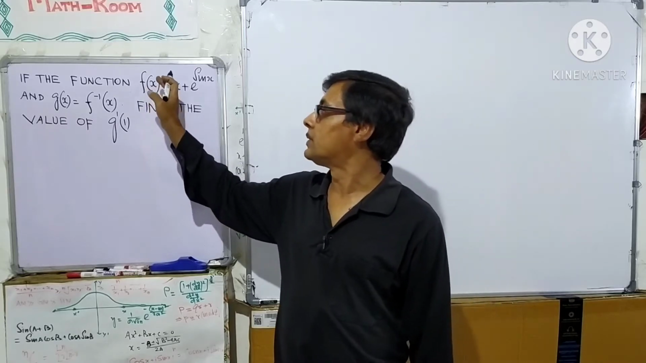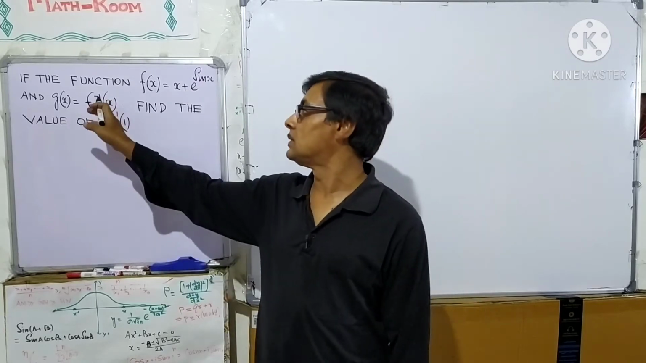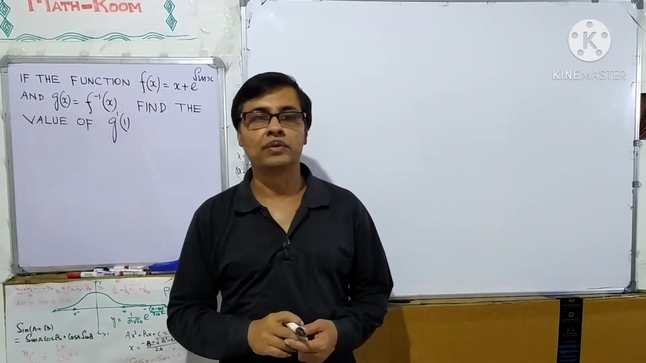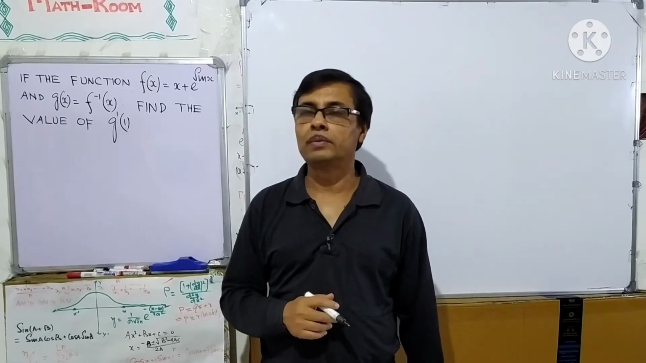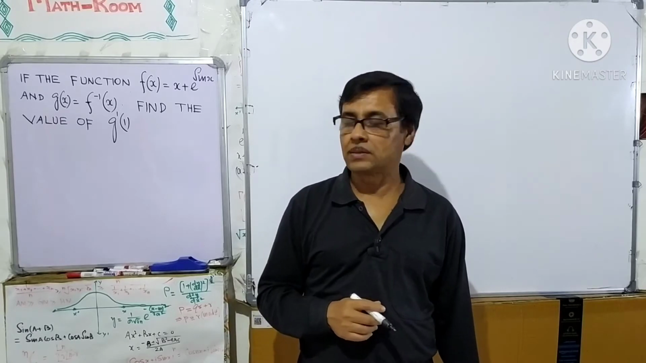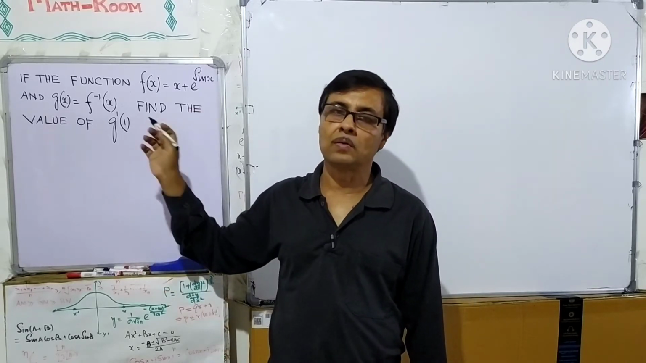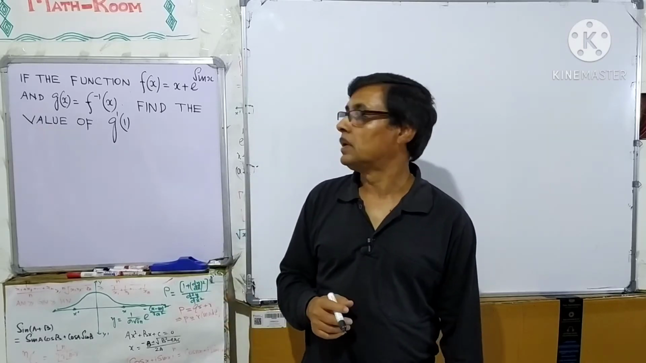Here the function is given as f(x) equal to x plus e to the power sin x and g(x) equal to f inverse x. We have to find the value of g dot 1, that is, the derivative of the function g(x) at x equal to 1. Now let us start.